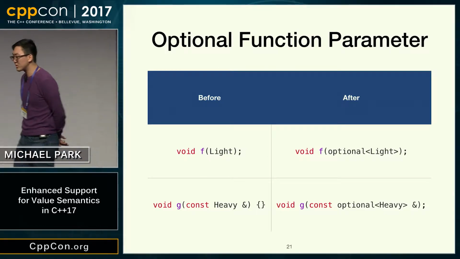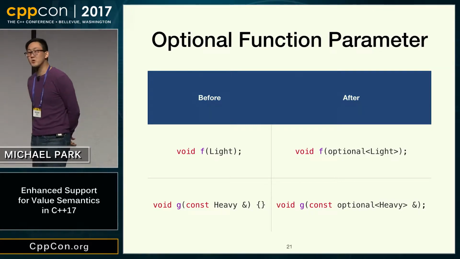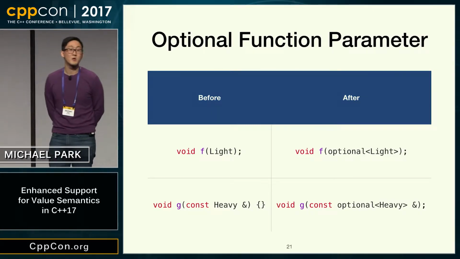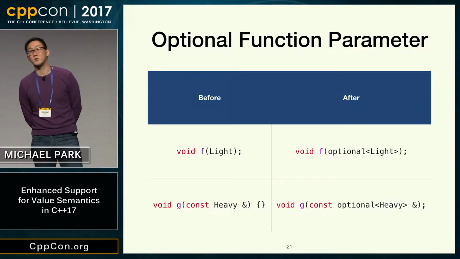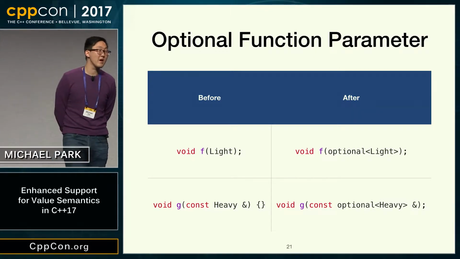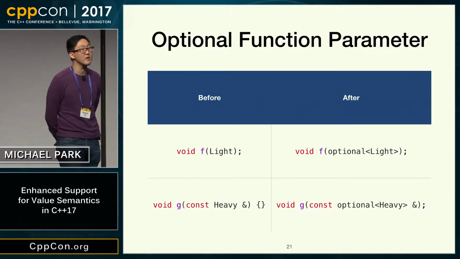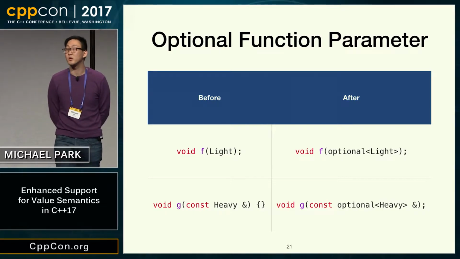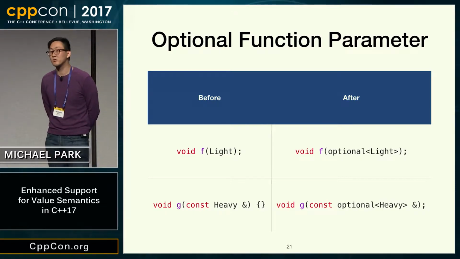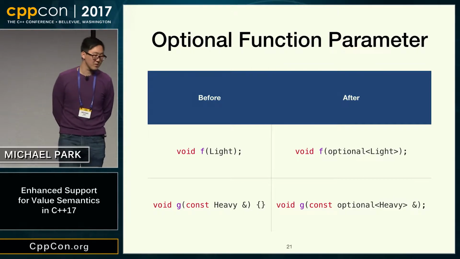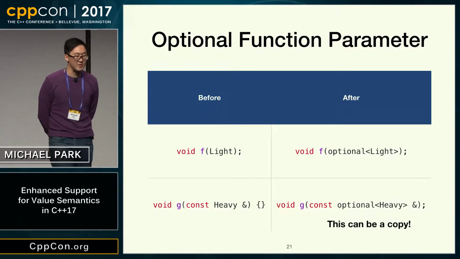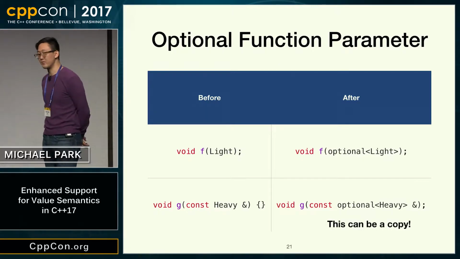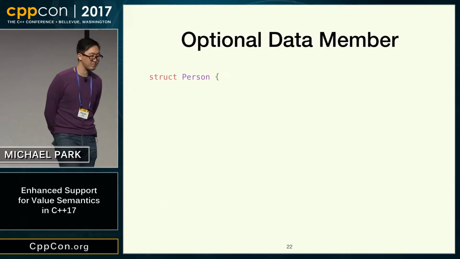Well, we're going to perform implicit conversion from heavy to optional heavy, and then we're going to bind to the temporary optional heavy that was constructed. And the optional heavy actually needs to store the value internally, and so we're actually going to incur a copy, or at best a move, in this case. So this can actually be a copy, so watch out for that if you're making transformations.